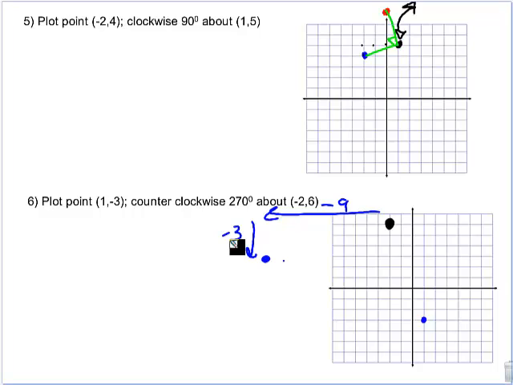From there you can draw your new angle. And notice from the original to the new, we are going counterclockwise 270 degrees. When you're going about a different point, it gets a little tricky, but you can do it. You'll draw negative 9, negative 3. That's where you had to move. I thought you had to turn the paper and then count it. Yeah, that's it.